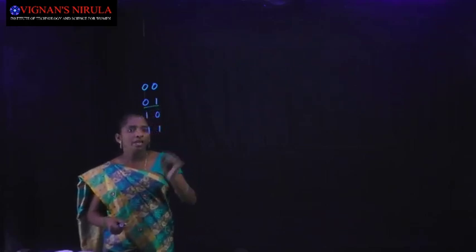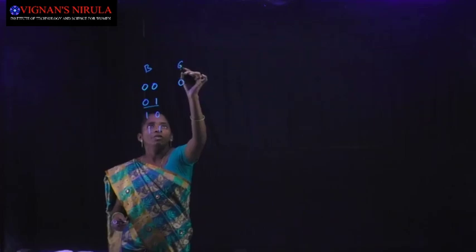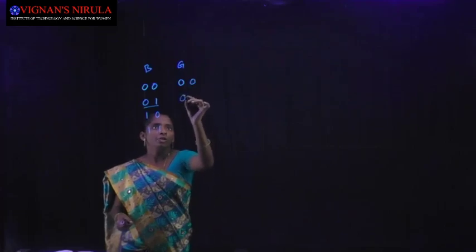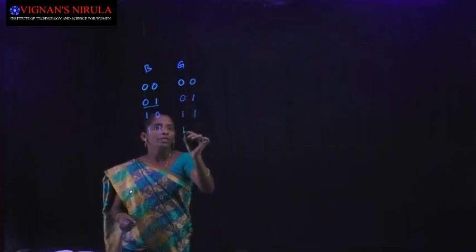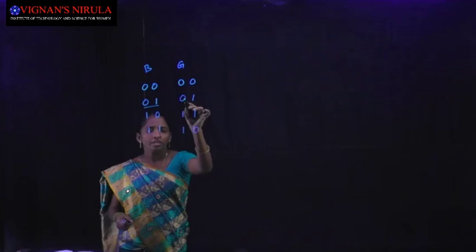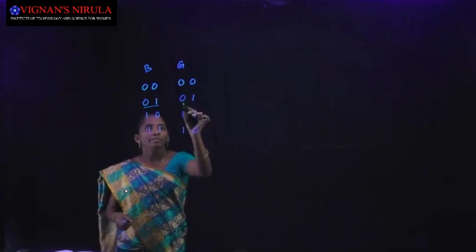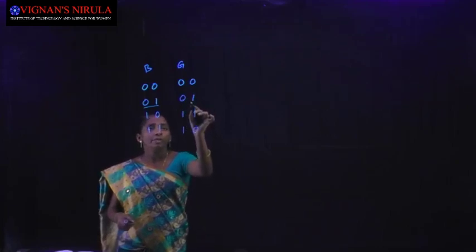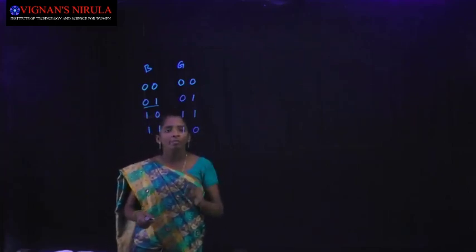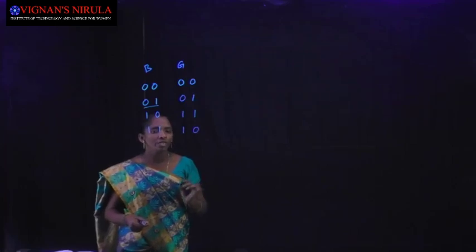If you consider the gray code, this one is the binary code, and the gray code is 00, 01, 11, 10. Observe this. Here 0 is the same as 0, here 0 becomes 1, here 0 becomes 1 and 1 is as it is. That means from one position to another, only one bit is changing. So it is a unit distance code. At a time only one position is changing.